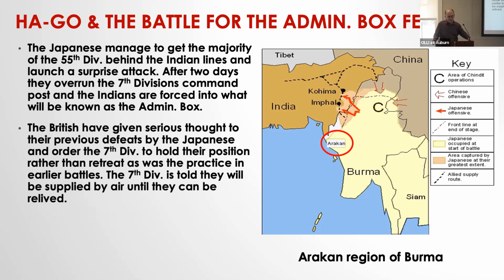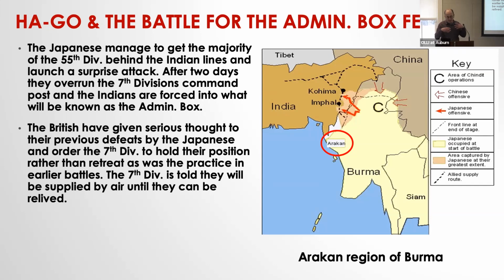But the British have given serious thought to this in the meantime. So they know that this has been the Japanese tactic, and they're going to begin to adapt their tactics to counter this. And indeed, they are going to do this. So what they tell the Indian 7th Division is to do this. They say, do not retreat. You're going to dig in. You're going to fortify your position on that road network. And indeed, what you're going to do then is we're going to resupply you by air.